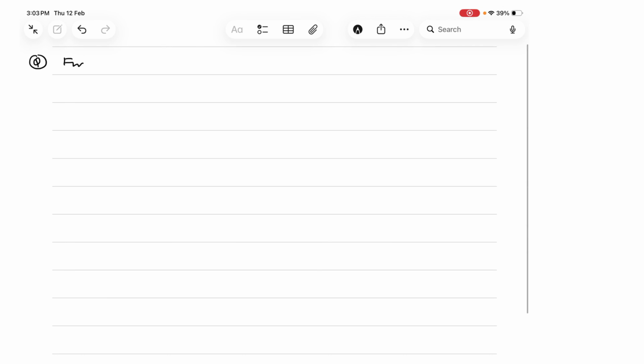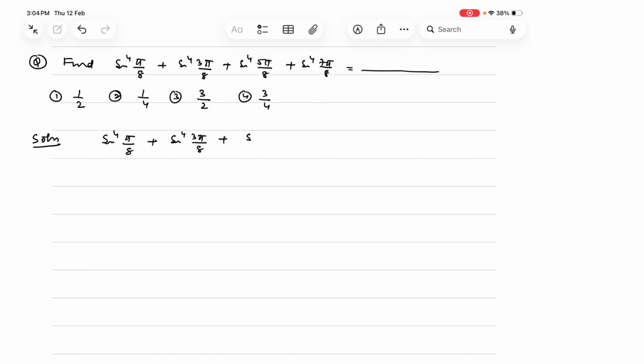Now what we do is sine to the power of 4 pi by 8 plus sine to the power of 4 3 pi by 8. Instead of 5 pi by 8, we can write sine to the power of 4 pi minus 3 pi by 8, because if you take LCM, 8 pi minus 3 pi becomes 5 pi by 8. And 7 pi by 8 is pi minus pi by 8 if you take LCM.